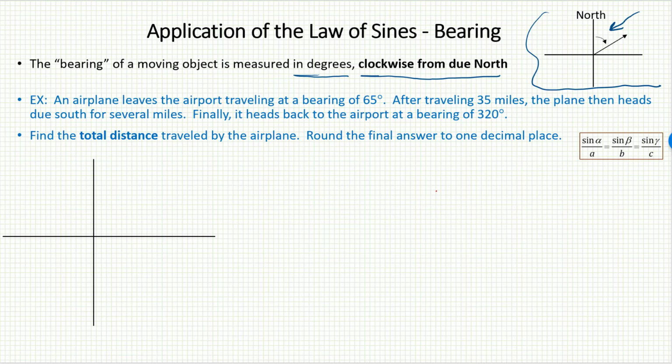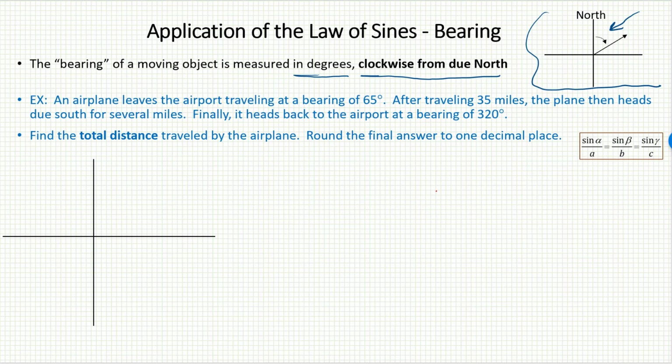And right away you can see that's kind of annoying because that's not the normal way that we measure angles, right? We usually start at the positive x-axis and go around counterclockwise for positive angles. Here we're measuring clockwise from north, so you have to keep that in mind. Let's take a look at our example problem.